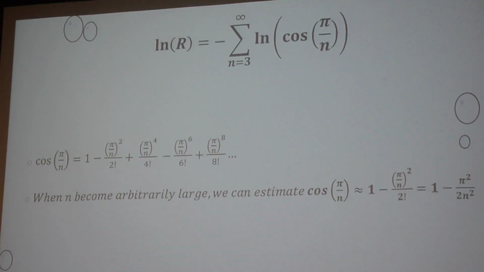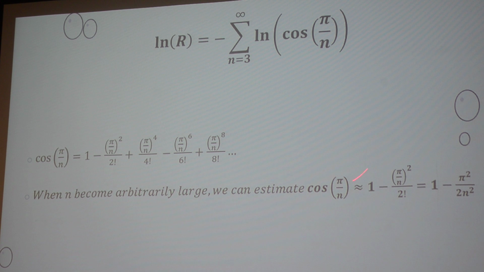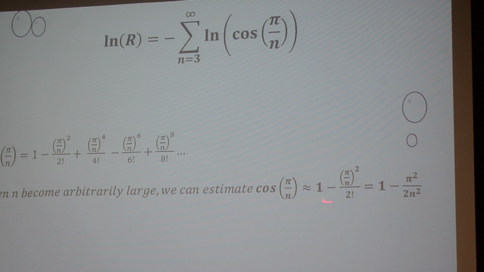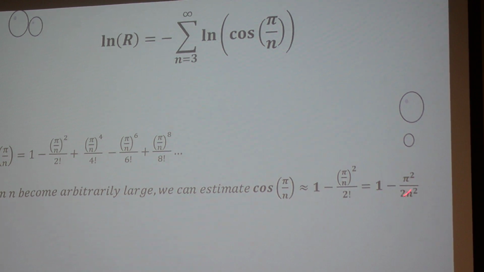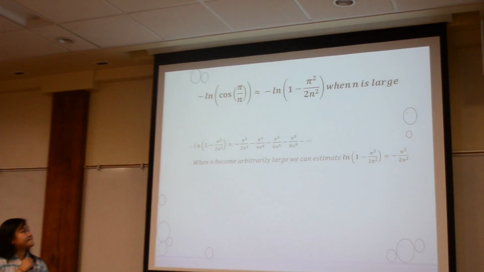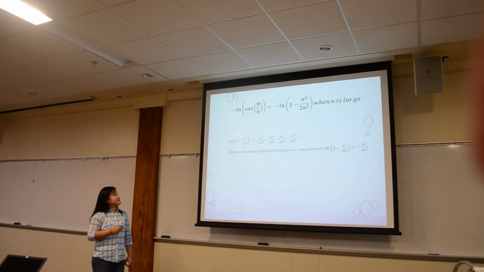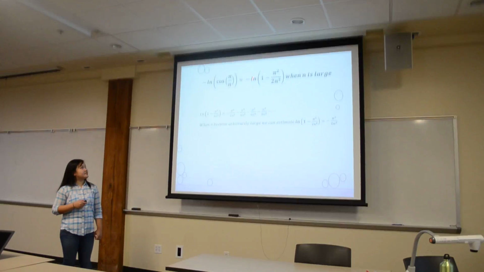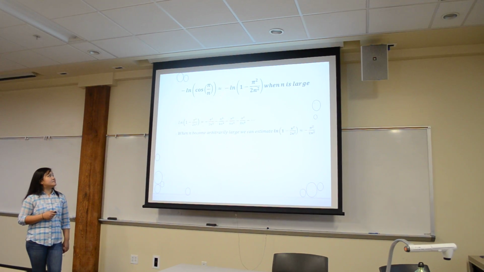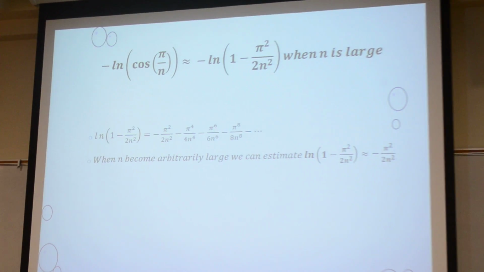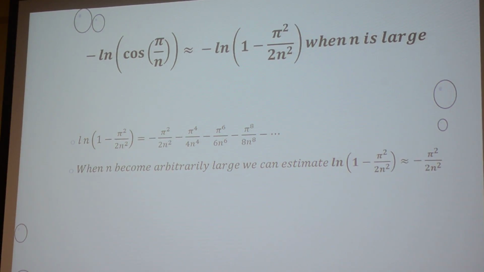So when n becomes really large, we can estimate the cosine of pi over n as equal to 1 minus (pi over n) squared over 2 factorial, which becomes 1 minus pi squared over 2n squared. So we can conclude that the negative natural log of cosine of pi over n is approximately equal to the negative natural log of 1 minus pi squared over 2n squared when n is really large.